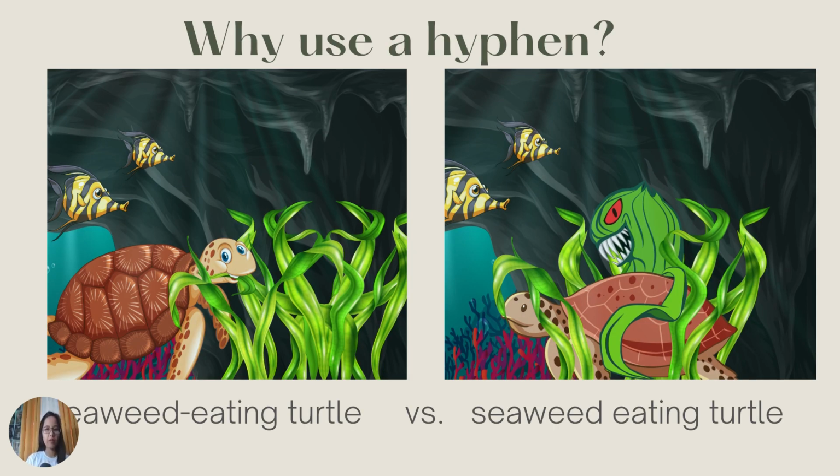For example, in describing a turtle that eats seaweed, we can say seaweed-eating turtle. There should be a hyphen because if we do not put a hyphen, that will mean the next picture. And it's the opposite of picture number 1. In the first picture, it's the turtle that eats seaweed, but on the next picture, the one without the hyphen, it's the seaweed that eats the turtle. So be careful. Which one do you mean? If you mean the first one, then use a hyphen, but if you mean the second one, then do not put a hyphen.